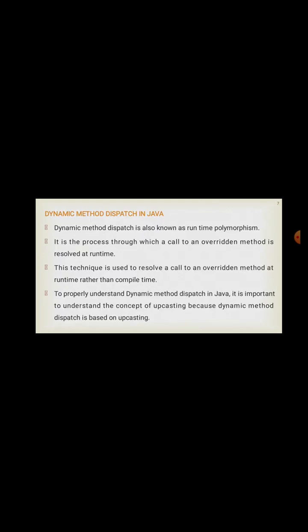Okay. Next, we are going to see dynamic method dispatch in Java. Dynamic method dispatch is also known as runtime polymorphism. It is a process through which a call to an overridden method is resolved at runtime. This technique is used to resolve a call to an overridden method at runtime rather than compile time. To understand dynamic method dispatch in Java, it is important to understand the concept of upcasting, because dynamic method dispatch is based on the concept of upcasting.